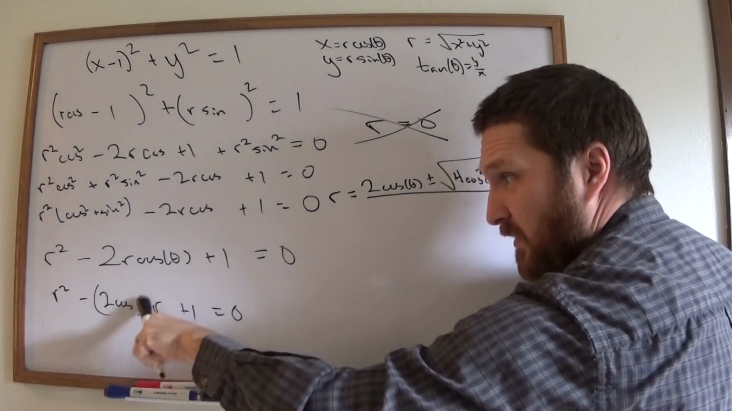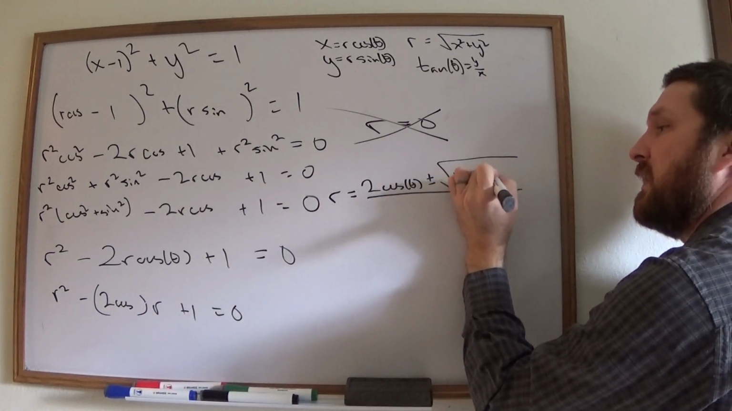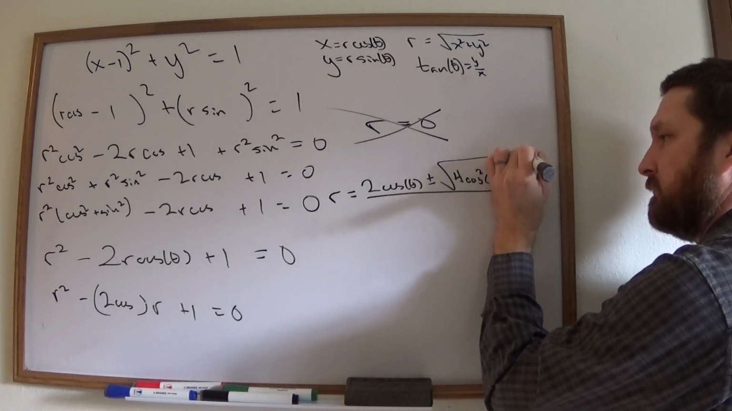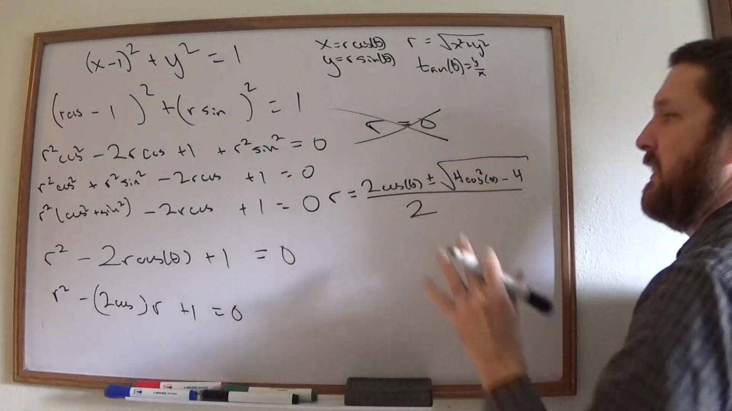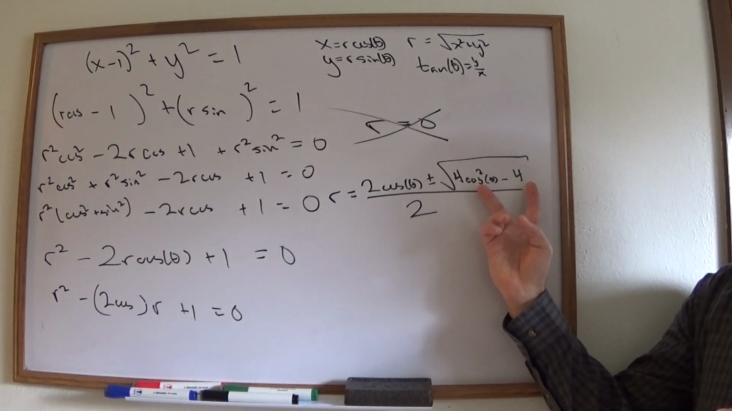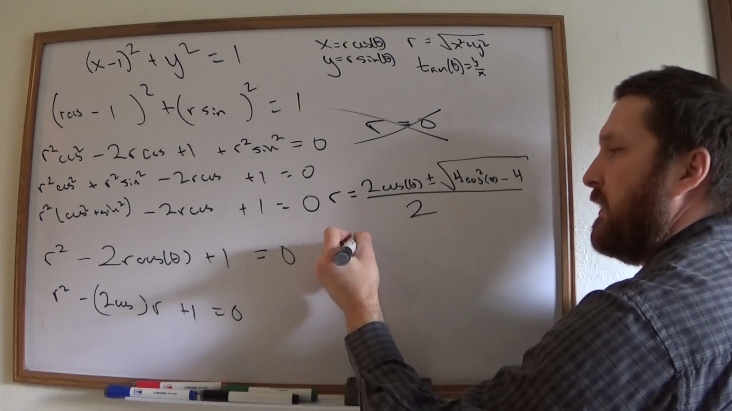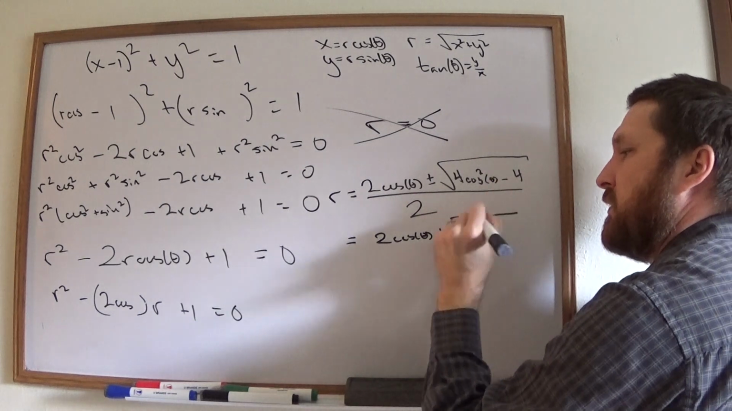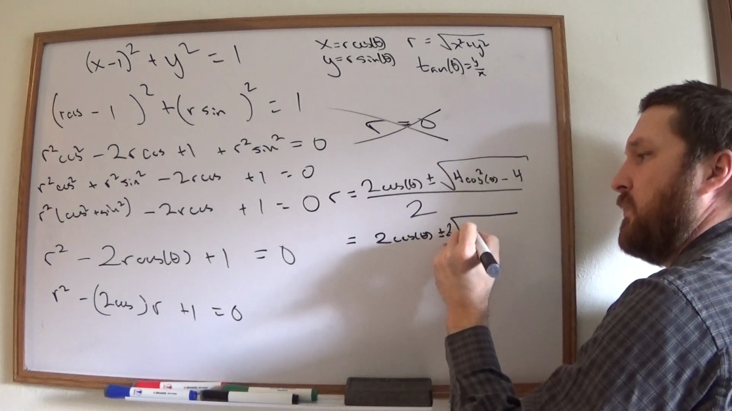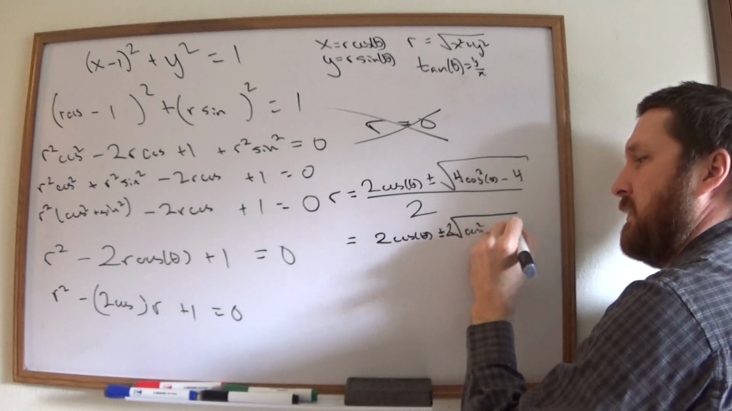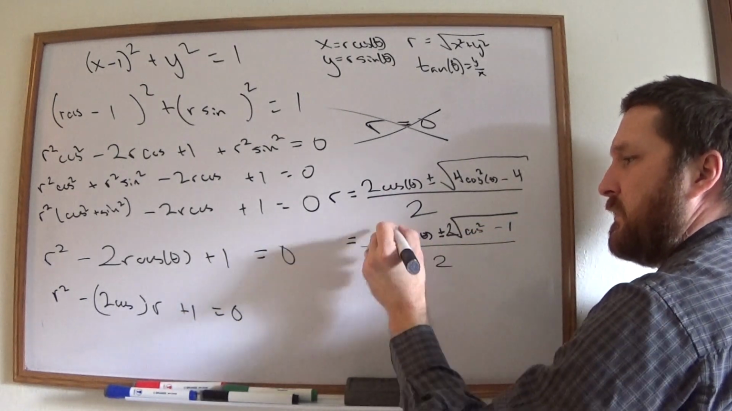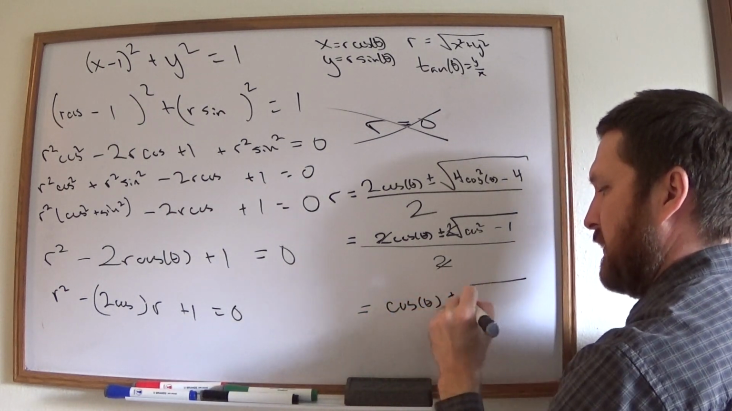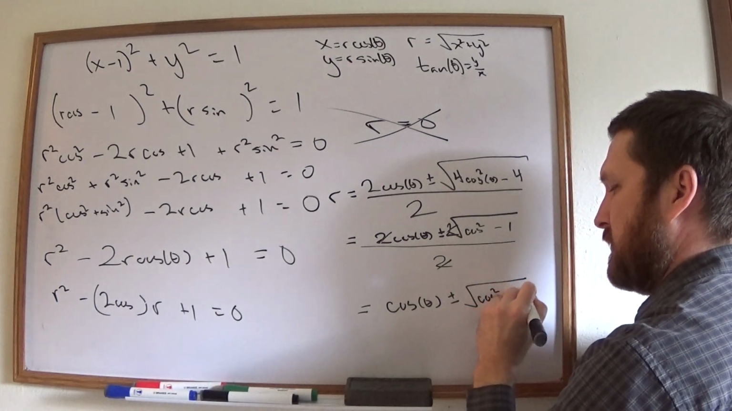You've got to square that whole thing, so that would be 2 cosine squared theta minus 4 times a times c, which is just 4, divided by 2 times a. If you're so inclined, pull out the 4, and you would have 2 cosine plus or minus 2 root cosine squared minus 1, over 2. The 2's all cancel, and you get cosine theta plus or minus the square root of cosine squared minus 1.